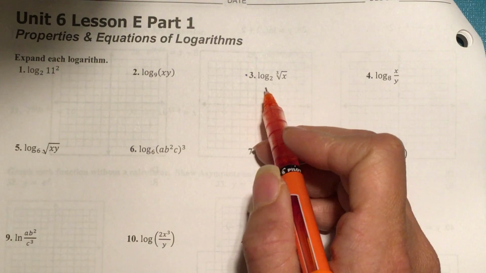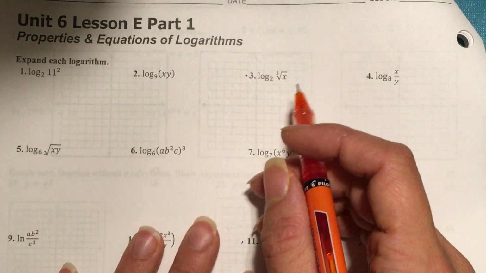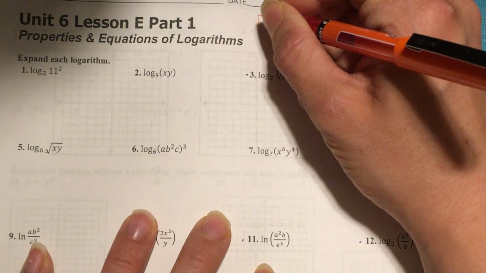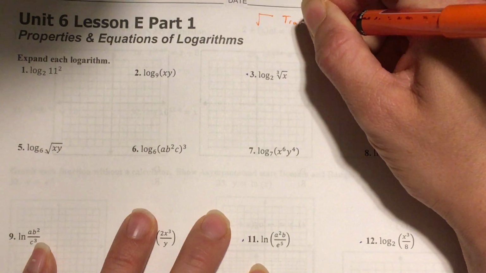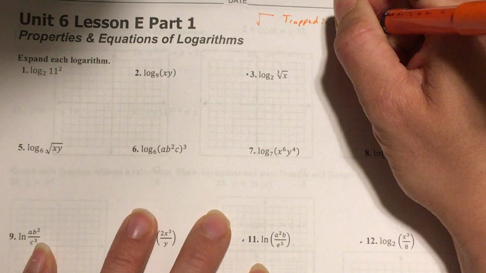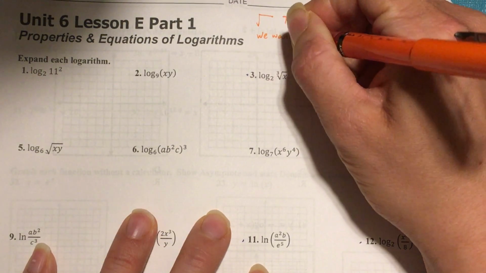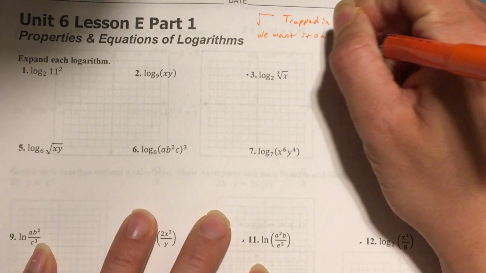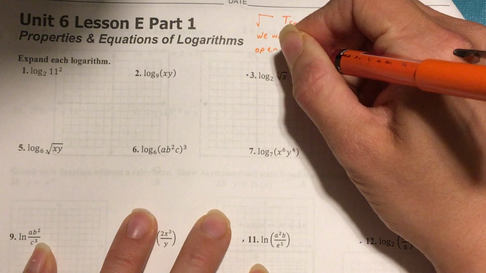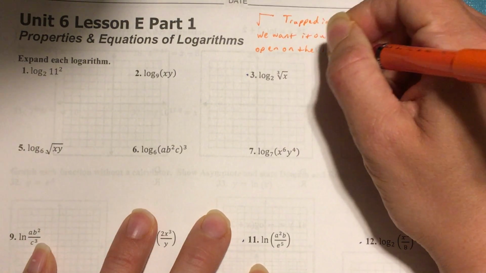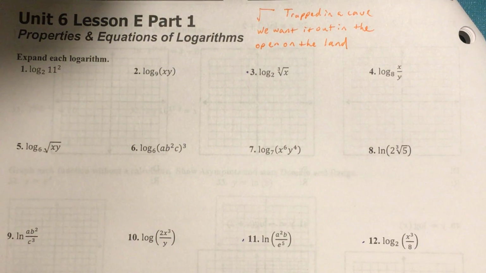So if you were looking at this going, well, that's kind of just one thing. Is there any way I can expand this out any further? A square root or cube root or any type of radical is considered to be trapped in a cave. And we want it out in the open on the land. So remember, that's my little mnemonic device of expand everything on the land.